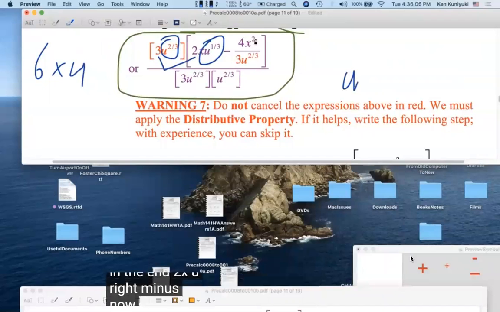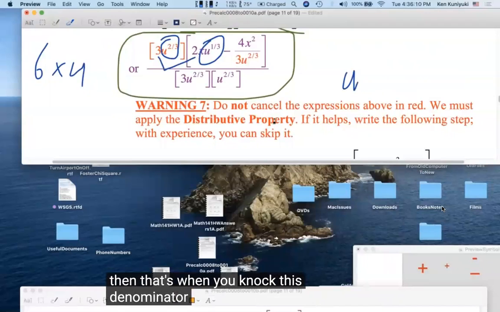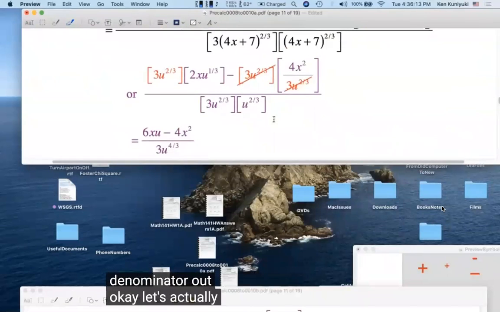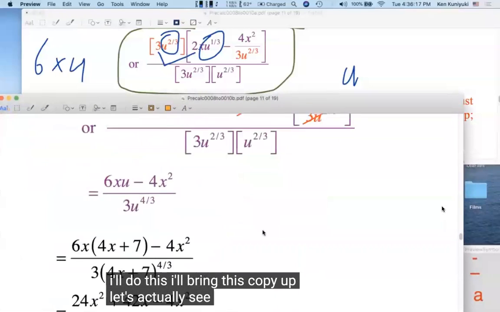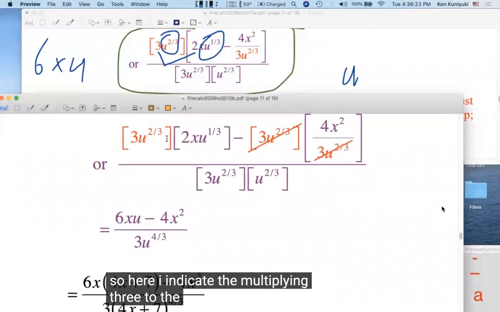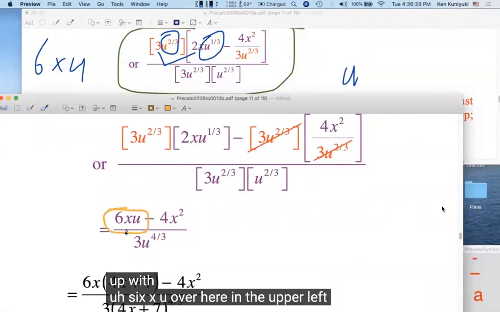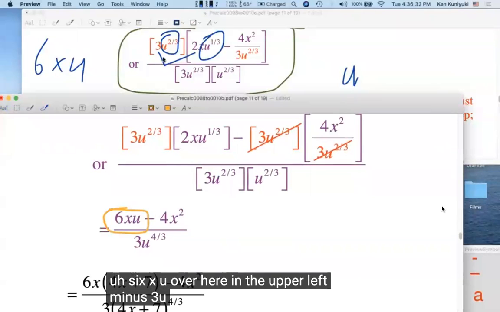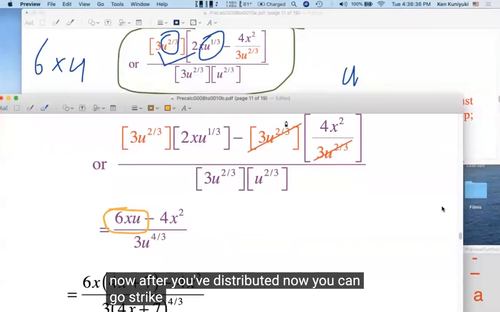Minus 6xu. Now, when you attack this fraction with the 3u to the 2/3, then that's when you knock this denominator out. Okay, let's actually see it. In fact, I'll bring this copy up. Let's actually see it happen. So here I indicate the multiplying, 3u to the 2/3 times 2xu to the 1/3. I just said that you end up with 6xu over here in the upper left, minus 3u to the 2/3 times the fraction. Now, after you've distributed, now you can go strike, strike. And I should put little ones here.